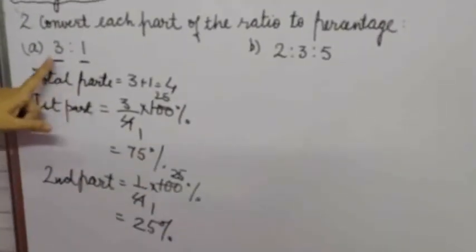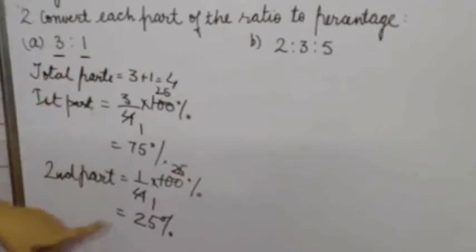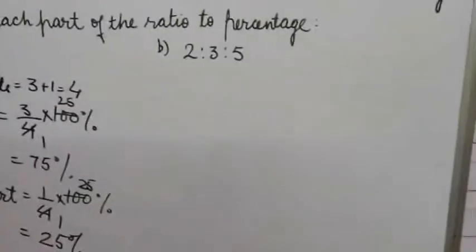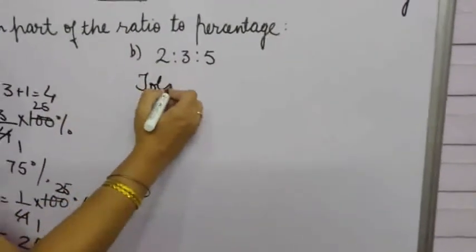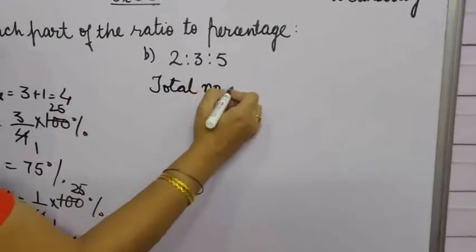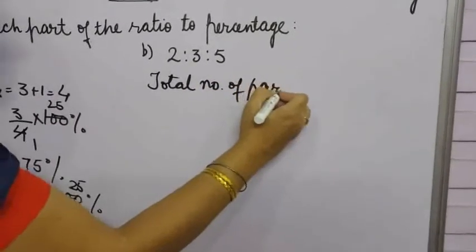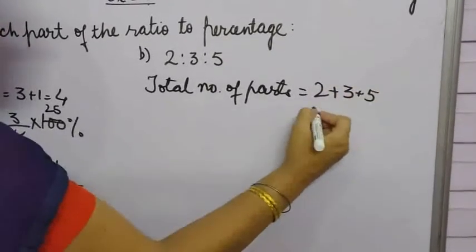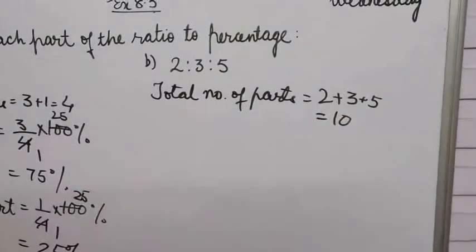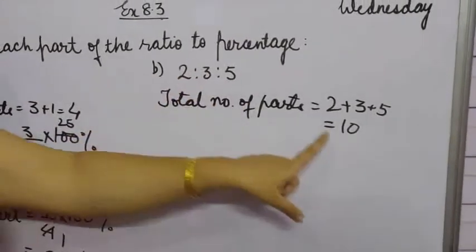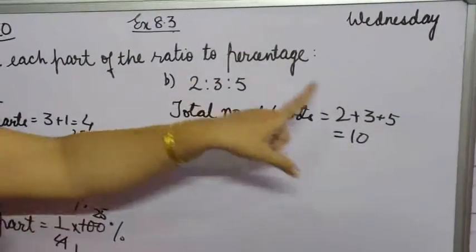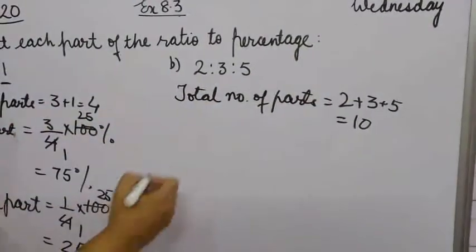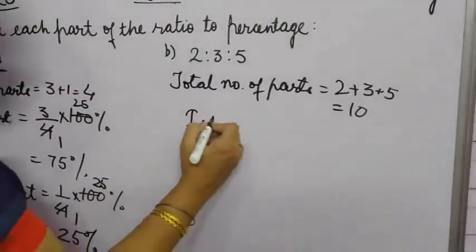So this is how we convert each part of the ratio into percent. Now in part B we have three ratios. Let us find out the total number of parts. So it is 2 plus 3 plus 5, equal to 10. Now the first part is 2 part out of 10, second is 3 part out of 10 and third is 5 parts out of 10.